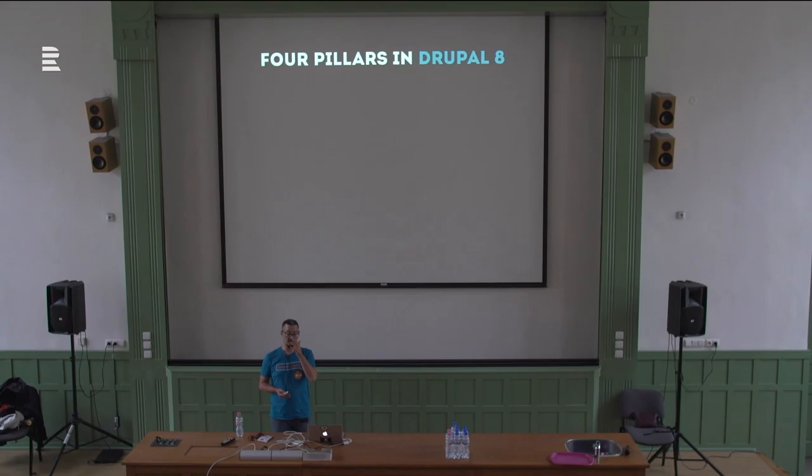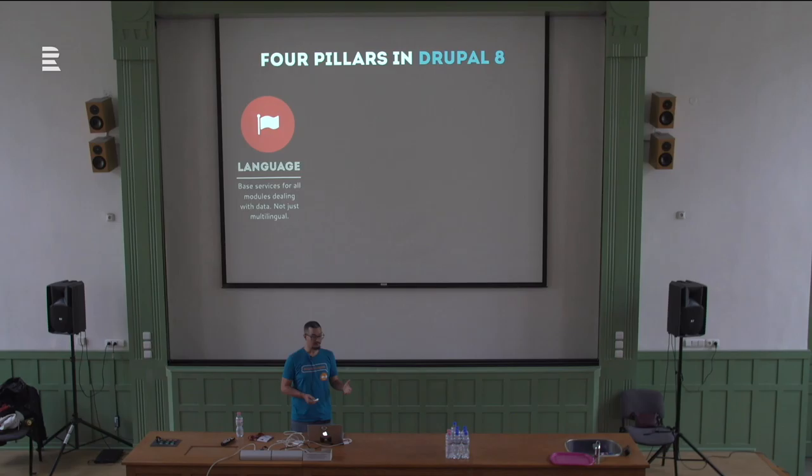So in Drupal 8, multilingual websites were thought of from the beginning, and we wanted to make this process easier. For that, this was divided into four pillars. The first one is the language module, which provides base services for dealing with your language and with which language your data is in. Even if you have a monolingual website, it's really useful for tracking the language your data is in if you want to add new languages later.